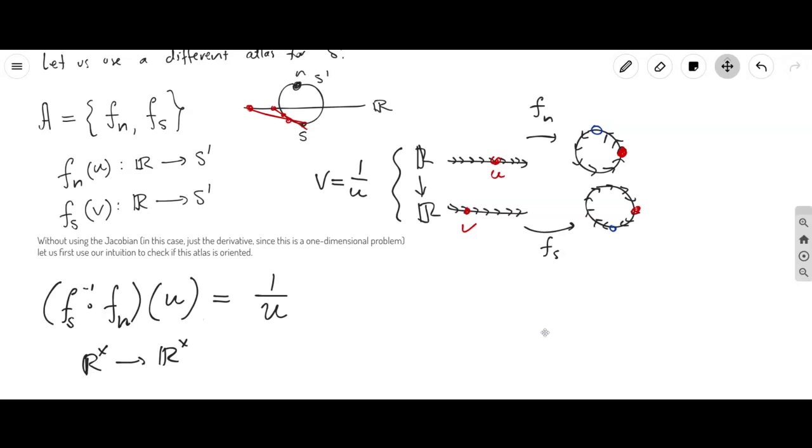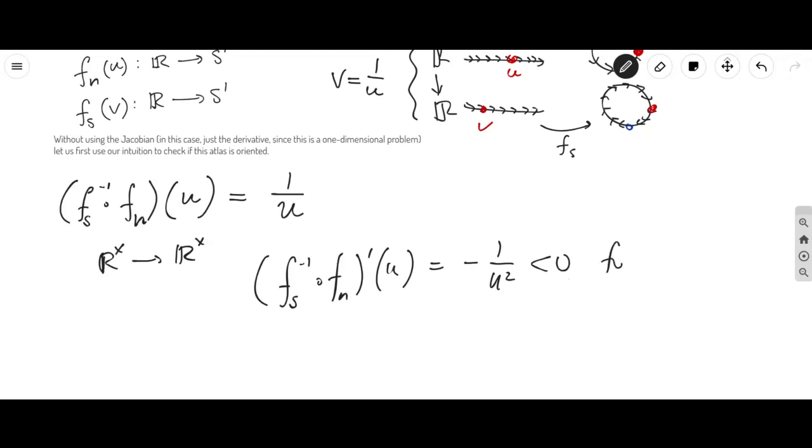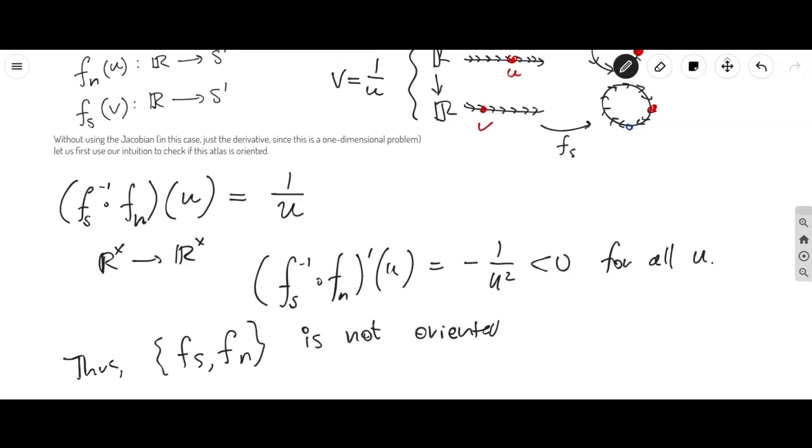So we have this function, and now we have to take the derivative of this function. So we're finding the Jacobian. In this case, it's a lot easier. It's just a single variable function. So the derivative of the reciprocal function is negative 1 over u squared. And what we see over here is that this is negative for all u, because this is being squared, so this will be a positive number. So this is negative for all u. So thus, this atlas Fs, Fn is not oriented.